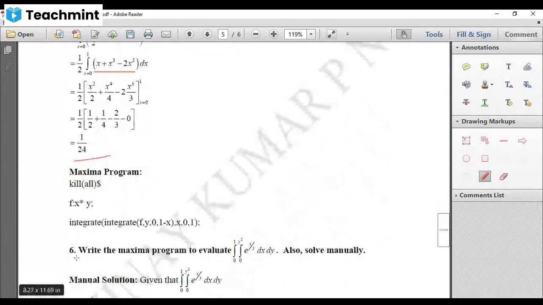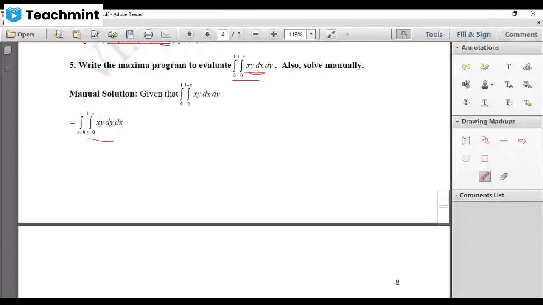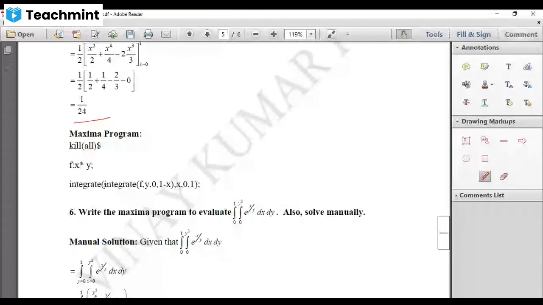So what is the Maxima program for this? Kill all. What is your function? It is x into y. So your f is x into y. Integrate f. You are integrating with respect to y. So y, comma 0, comma 1 minus x. Close the bracket, comma, and the limit for x is x, comma 0, comma 1. So that is how you have to write the Maxima program.